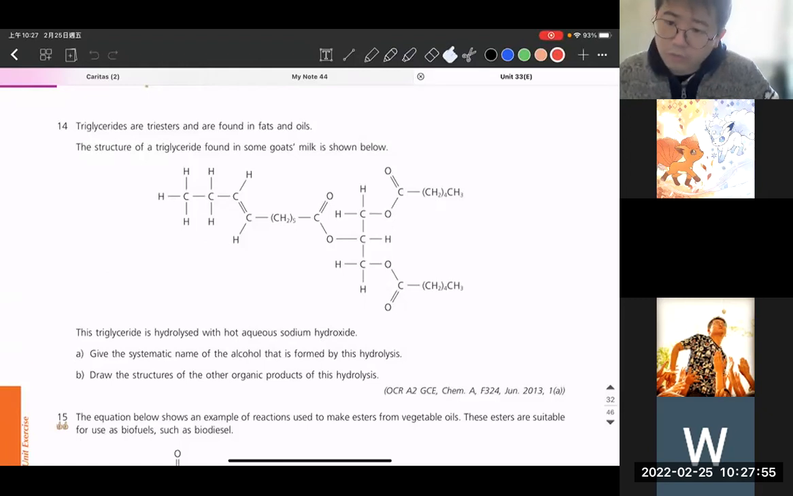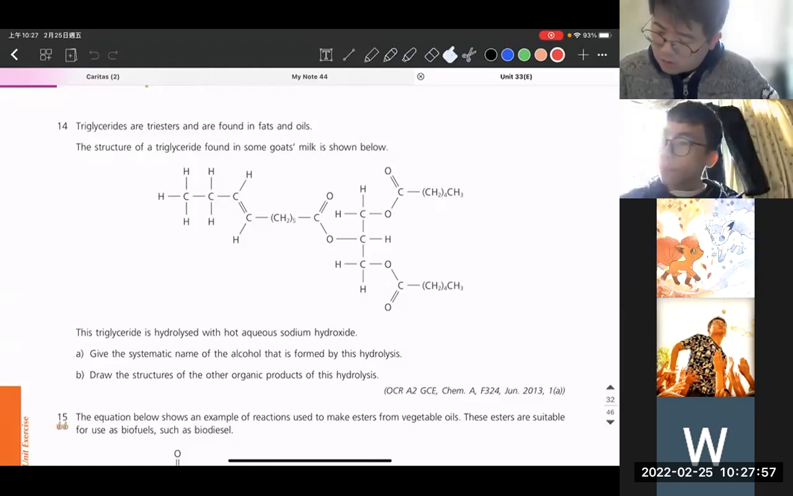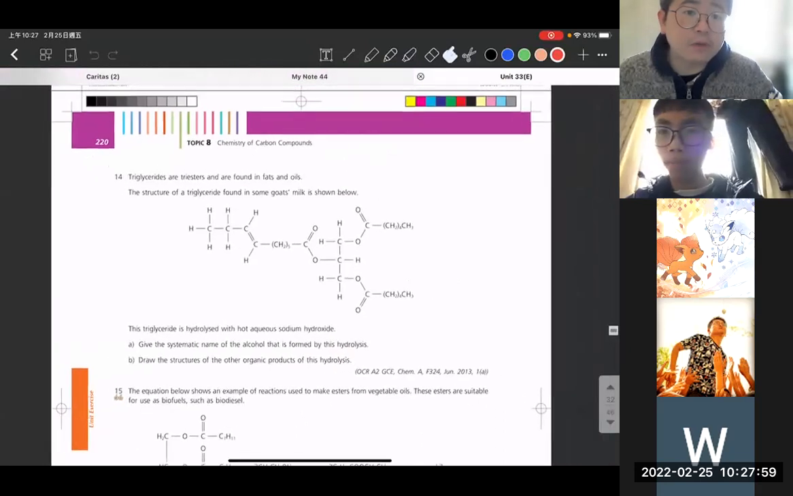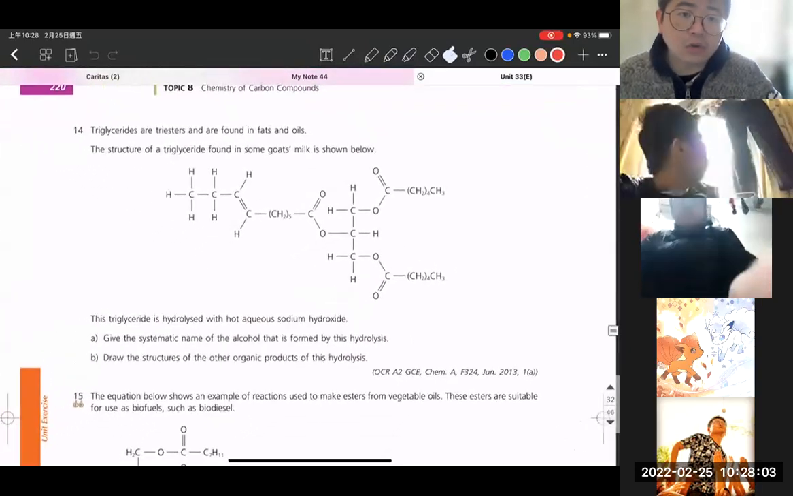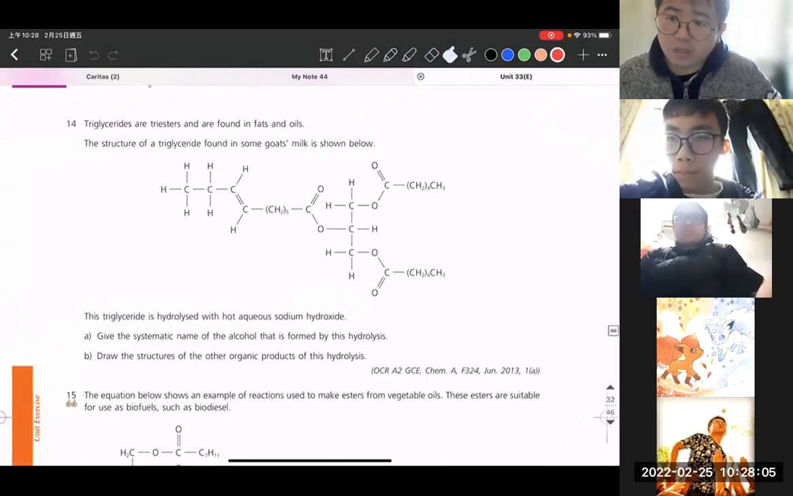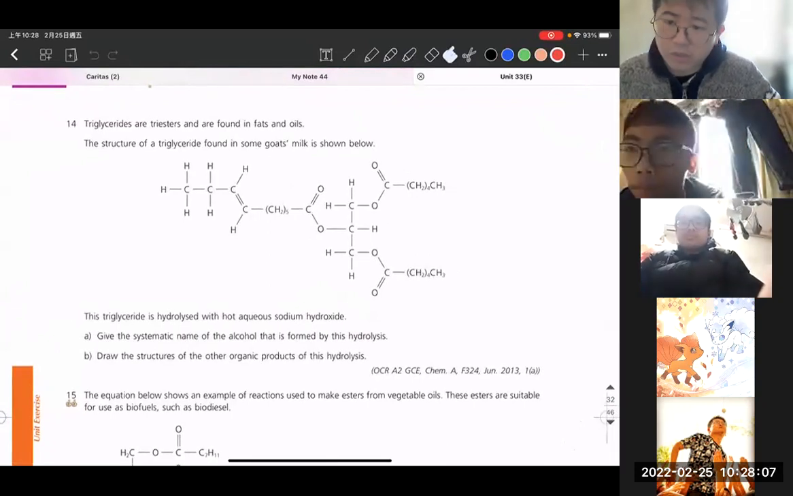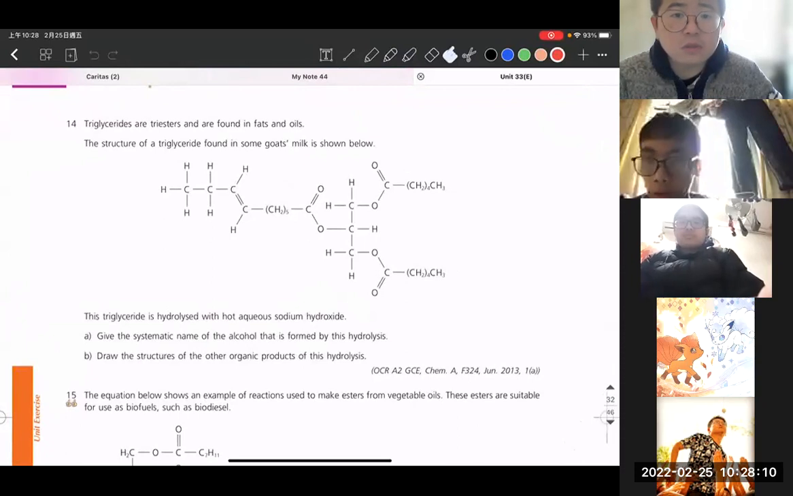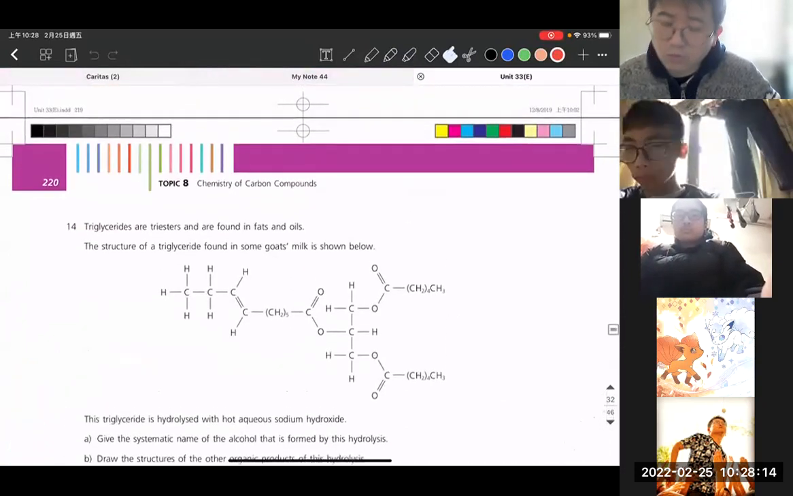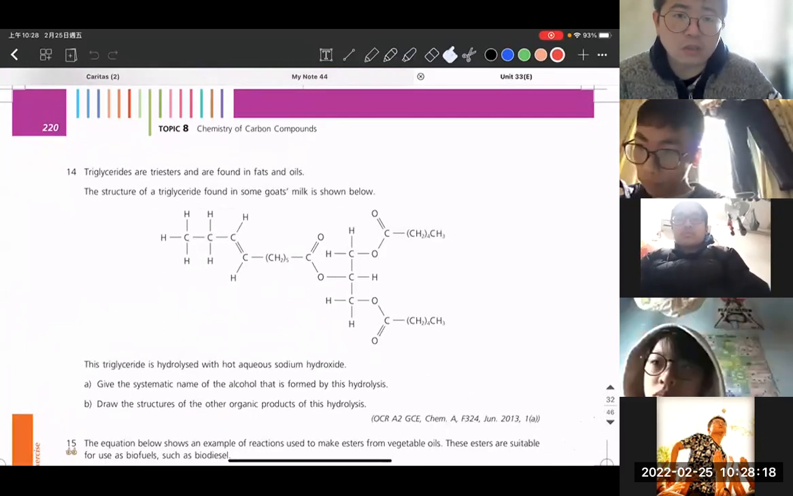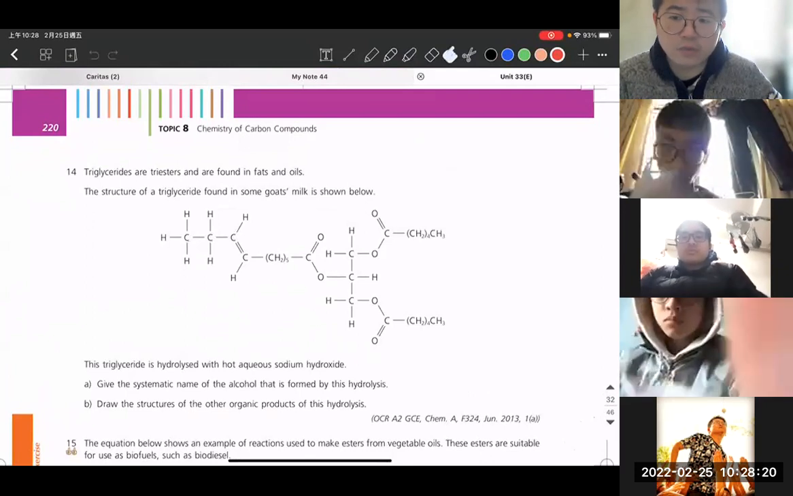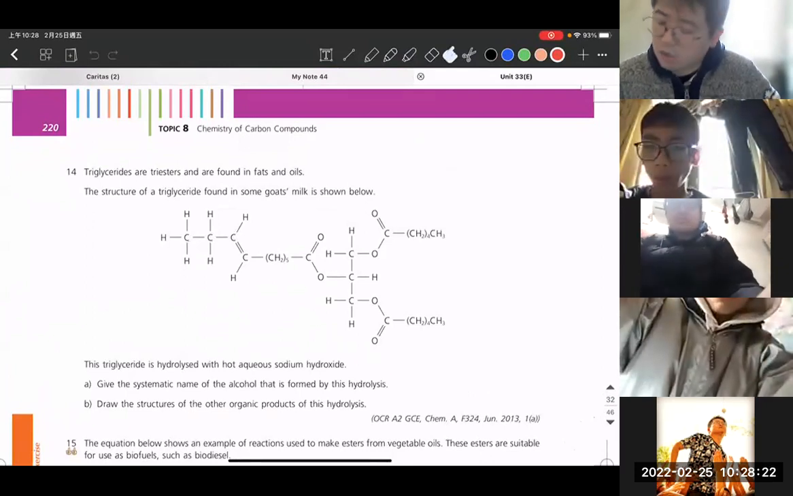Now we come to question 14. We have got a recap of fats and oil and also detergents. Okay, fats and oil and also detergents. So take a look on page 220 on the chemistry of organic compounds.